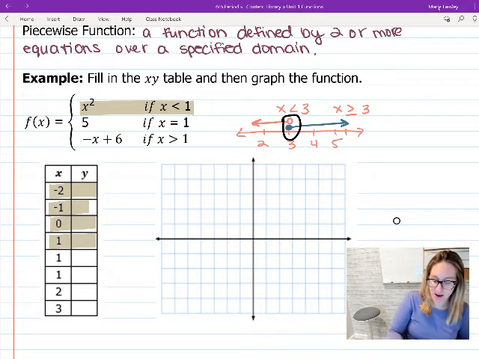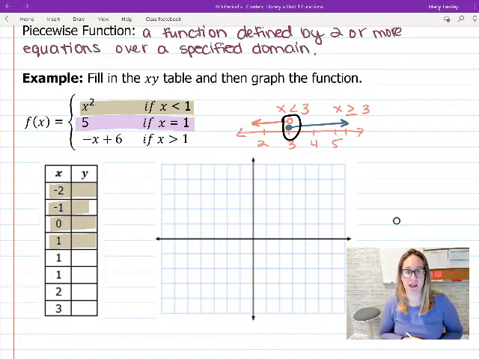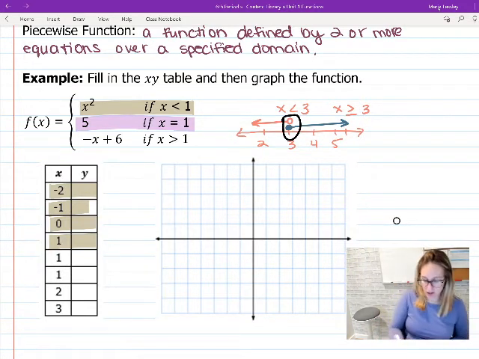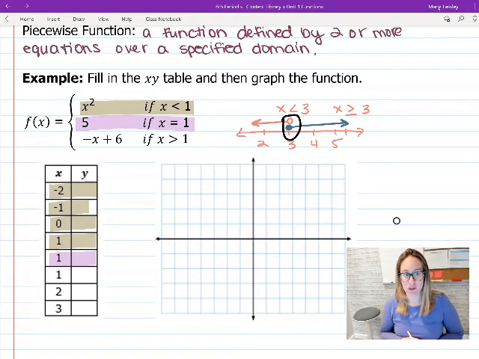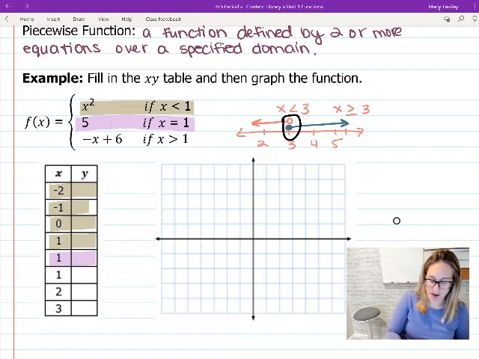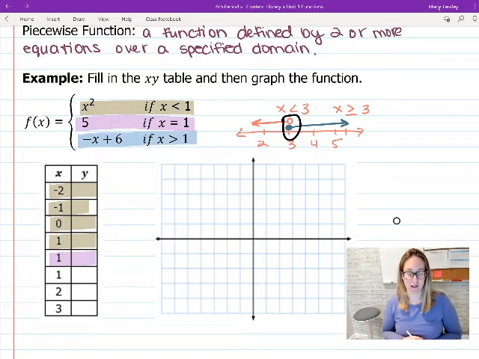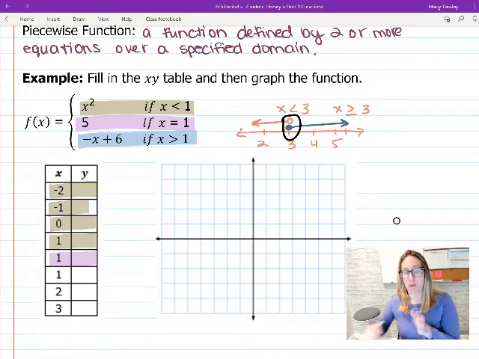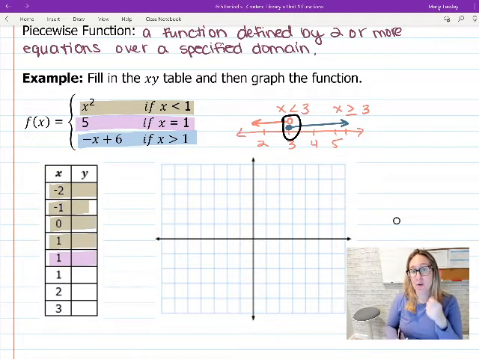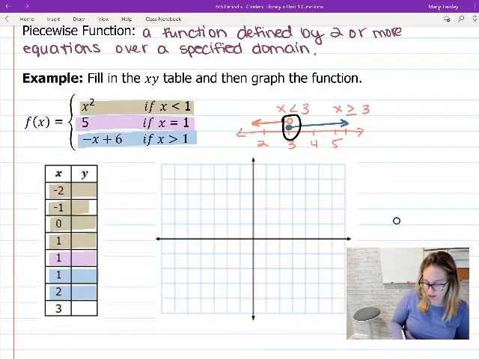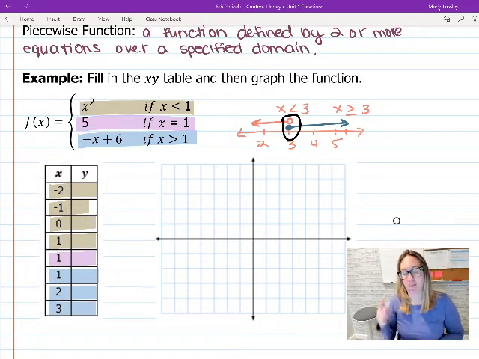All right, next we have this middle equation, which is 5 if x is exactly equal to 1. So when x is equal to 1, we're going to use that equation. And then our bottom equation is saying we're going to use the equation negative x plus 6 for all x's from 1 and onward, but we're not including 1. But we do still want to know what it's doing at that point 1. So for these three, we're going to use that bottom equation.